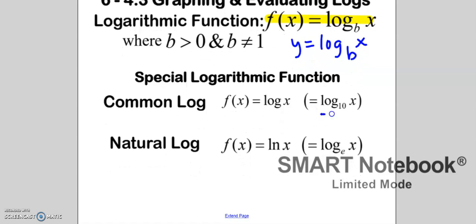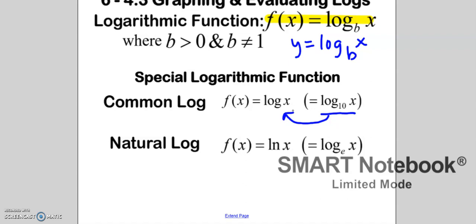So log base 10 is something we use so often that you can just drop the 10 and people will know what you're talking about, right? You can just write log x and the 10 as a base is implied, so you don't have to write it. Kind of like how we don't write 1 as an exponent. It's just implied. If there's no exponent, you just know it's 1.